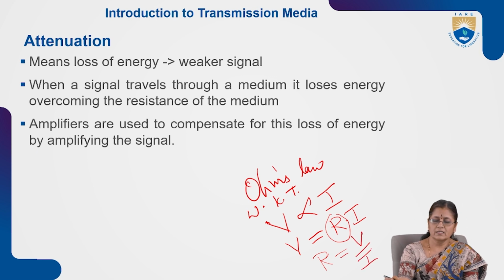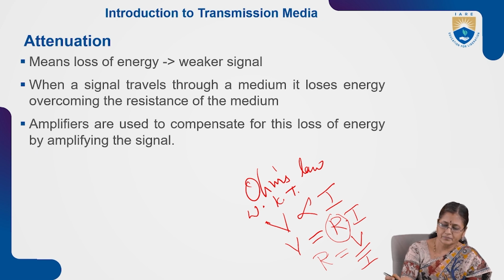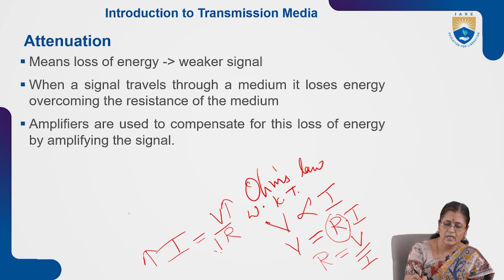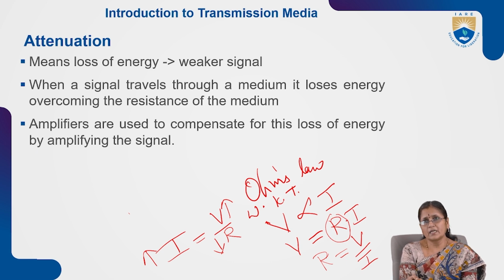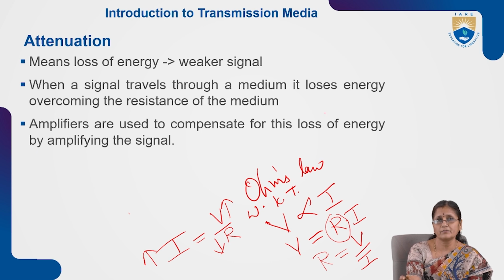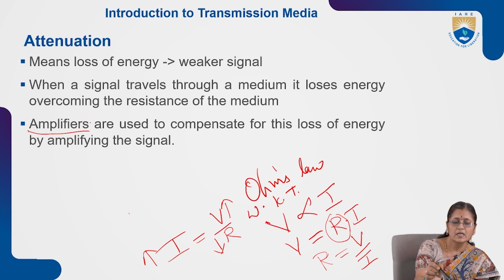If you want to increase the signal strength, note that R is equal to V by I, and I is equal to V by R. So when you want to increase the signal strength, the resistance has to be reduced. But as we see here, because the resistance of the medium is more, we get a loss of energy of the signal. Hence the solution is using amplifiers.